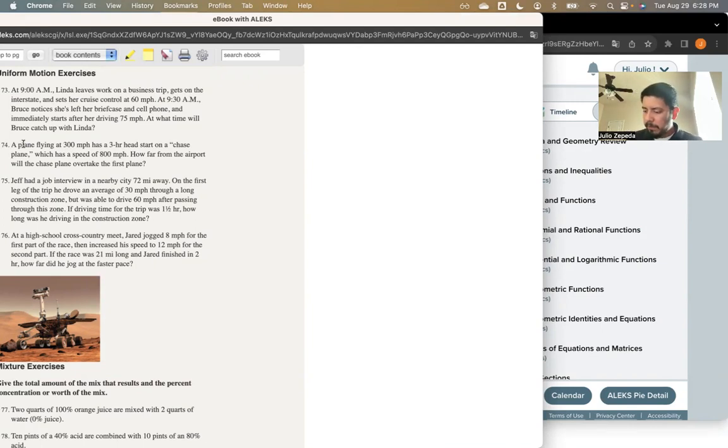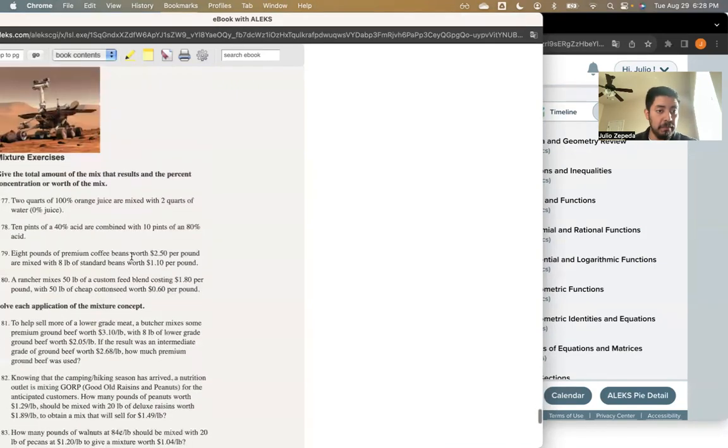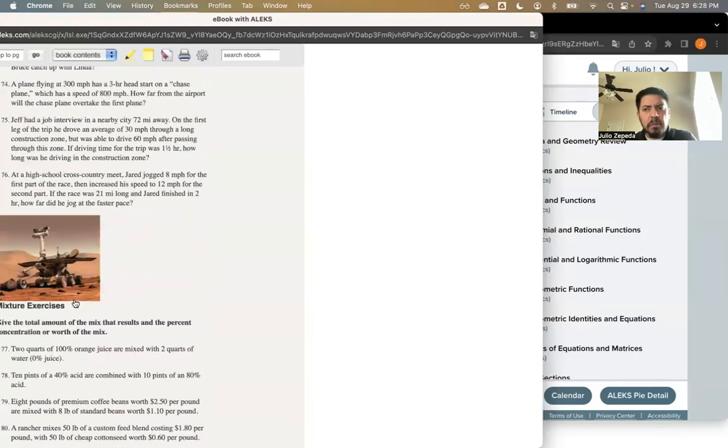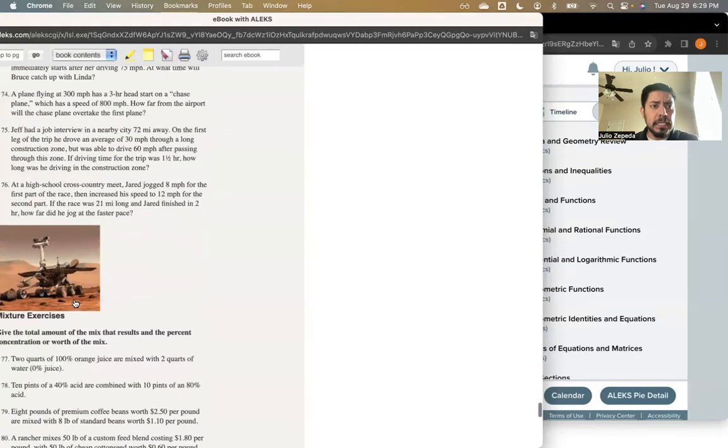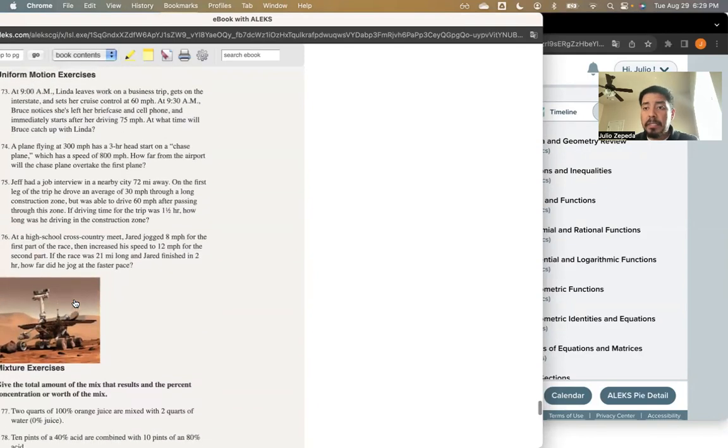Okay, so number 74. If you happen to see some of these mixture problems on Alex, they're not on the worksheet, but they end up coming up on Alex. Feel free to come into office hours and get some help there. Okay, so 74, last one.